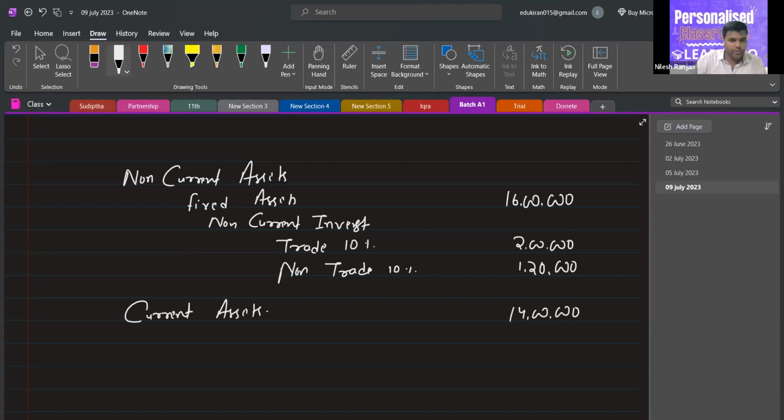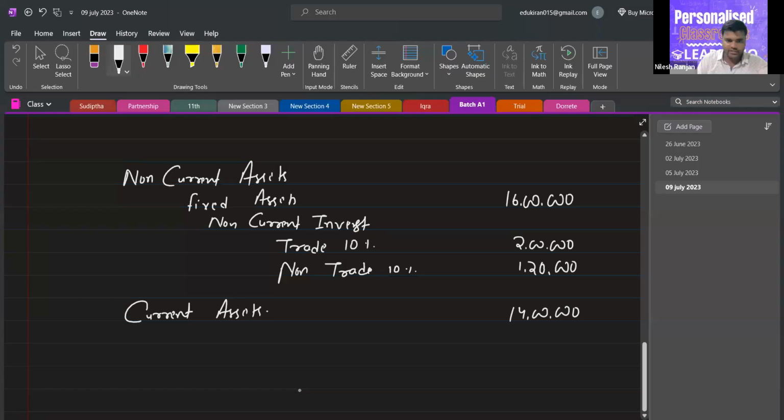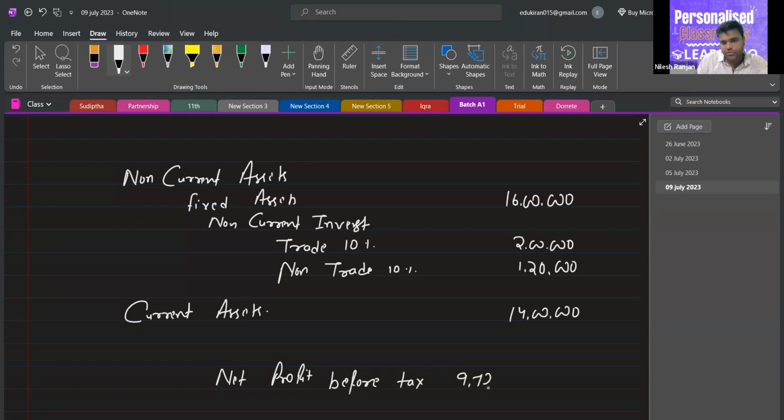So these are the information. This is the half part of balance sheet, and there is one more information, which is net profit before tax. Now, this is actually in balance sheet form, so sometimes students get confused about this. Net profit before tax is 9,72,000.